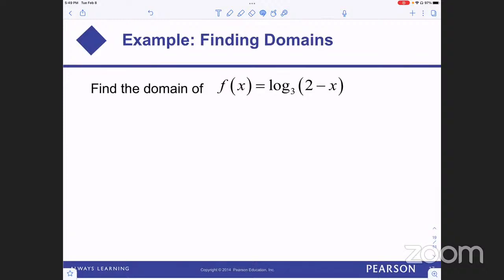Okay. So again, for log, we can't take the log of a negative. So in order to find this domain, this 2 minus x has to be strictly greater than 0. We add x on both sides.